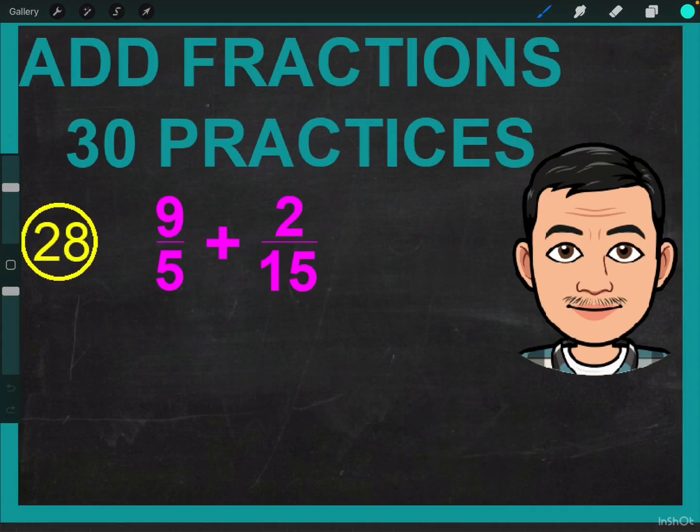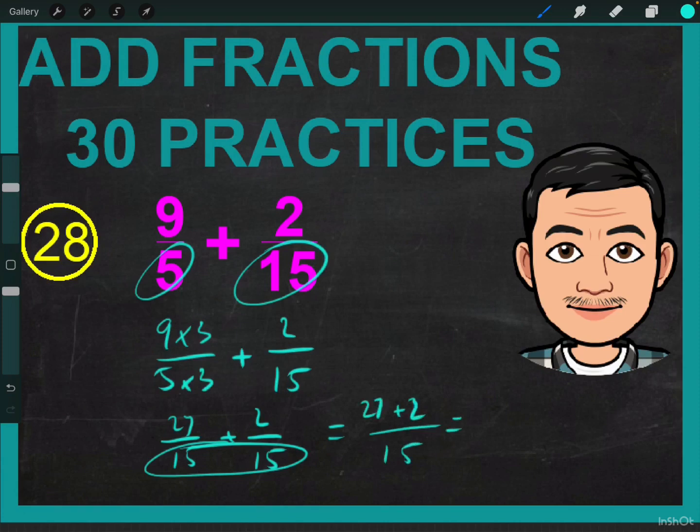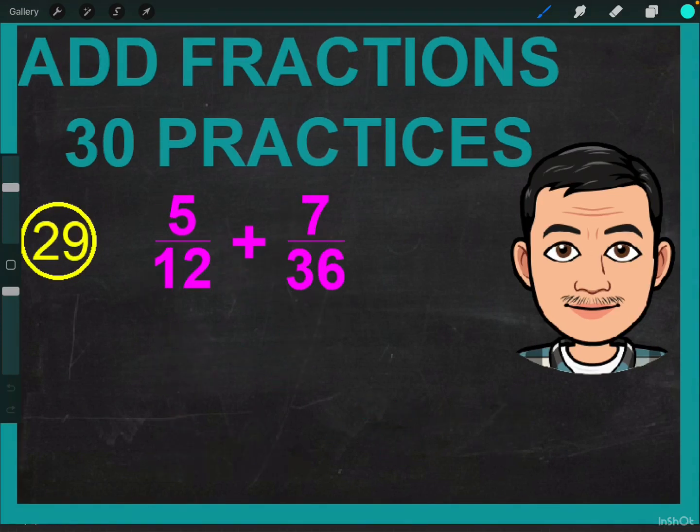Bracket number 28. We have two fractions with different denominators, 5 and 15, and we see 15 is 3 times 5, so we will convert 9 over 5, 9 times 3 over 5 times 3, and the second fraction we just write again, and then we got 27 over 15 plus 2 over 15. Now they have the same denominator, so we write again 15, and then numerator 27 plus 2 equals 29 over 15. That's the answer.